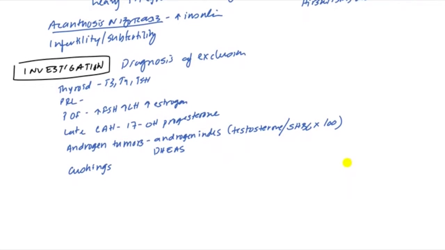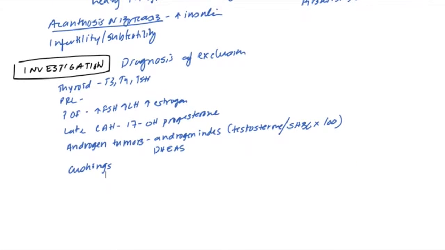Now, if all of these come back negative, you're going to then want to do the transvaginal ultrasound. This is when you start looking for polycystic ovary disease. If you have greater than 12 cysts in the ovaries, that pretty much confirms it.